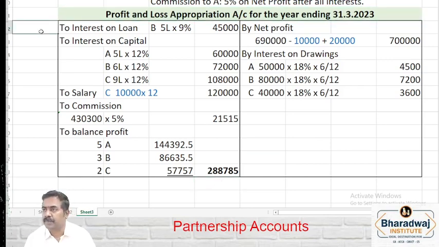This is one of the most repeated questions in the exam, where you are asked to prepare the P&L appropriation account and the current account of partners. Capital account, no need. Opening balance will be the same as closing balance.